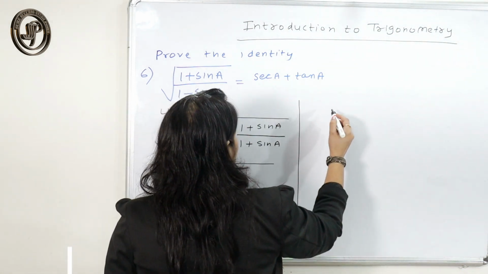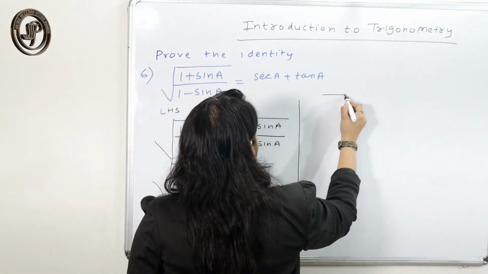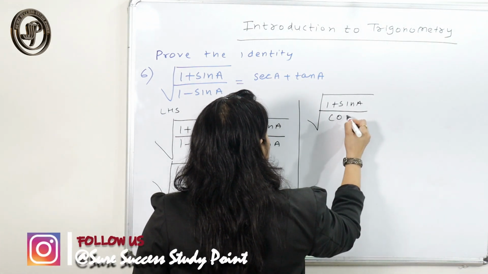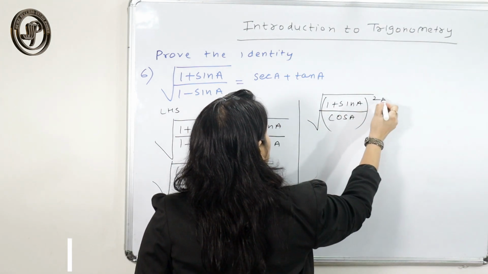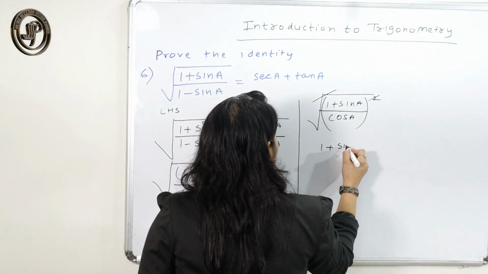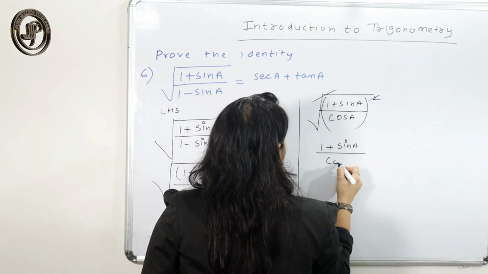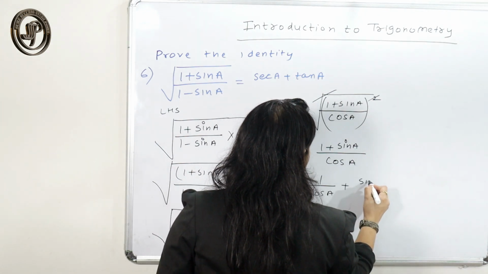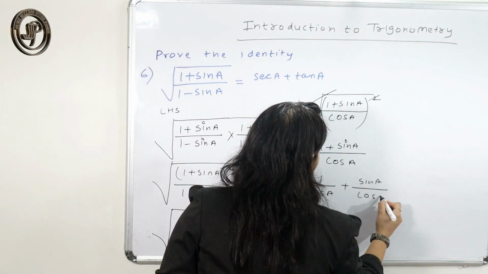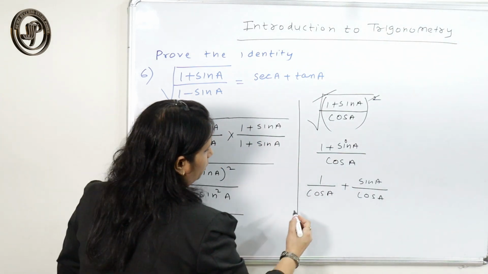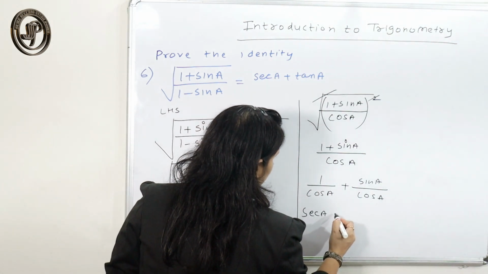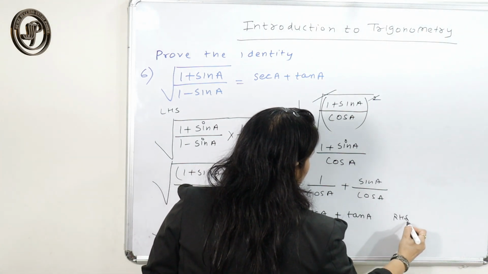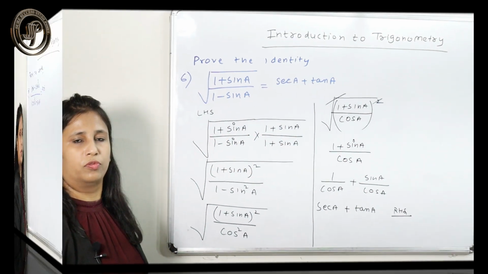Now, if I take the numerator and denominator in one root, this and this will cancel out. So now it is 1 plus sin A upon cos A. I can further simplify this by taking cos A in the denominator. So this will be sec A plus tan A. That is my RHS that I need to prove.